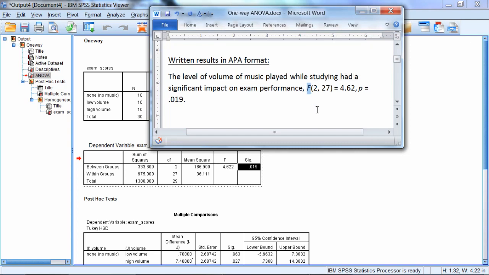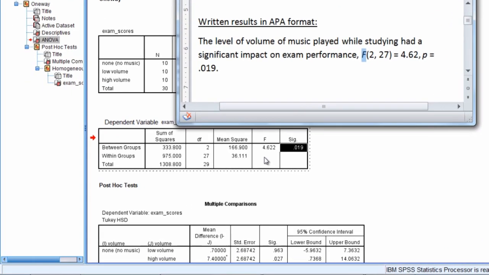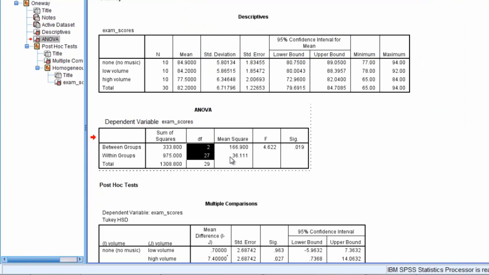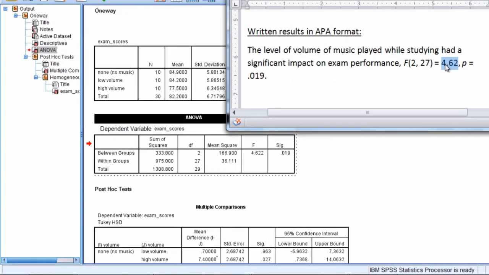And notice now we have an F instead of a T, since we're using an F test, which you can see right here. And next we put our degrees of freedom. And these degrees of freedom come from this column right here in our table, where we have between groups 2 and within groups 27. And you see here 2, 27. So if you're using APA format, you want to use these two values in your written results.